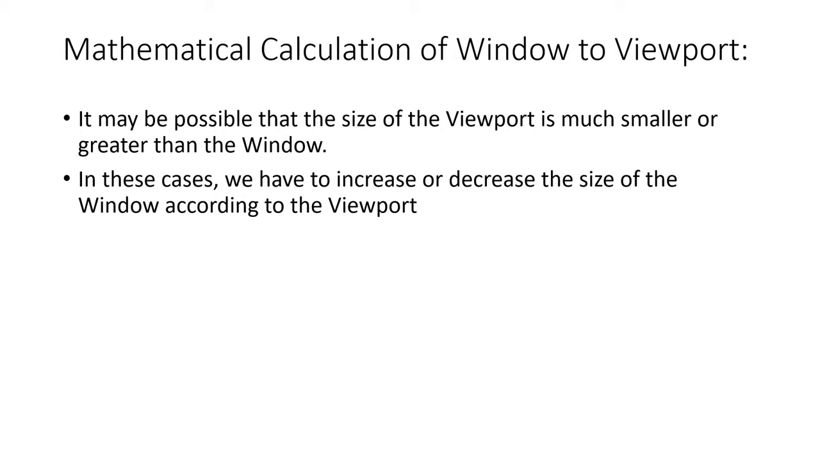So apart from the clipping, the size is going to be smaller, or when you are zooming, it might get greater. Whenever an object gets smaller or greater than its original size during the transformation, what do we call it? We call it scaling. So scaling is going to play a vital role whenever we are doing the window to viewport transformation. In these cases, we have to increase or decrease the size of the window according to the viewport.